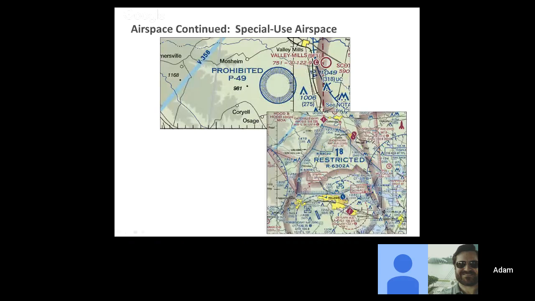But before we do that, I want to just finish up our airspace discussion. Last class we talked class A, B, C, D, E, and G. And of course, 4 of those airspaces are or can be associated with an airport. We're going to talk here about some airspaces that are not associated with an airport.